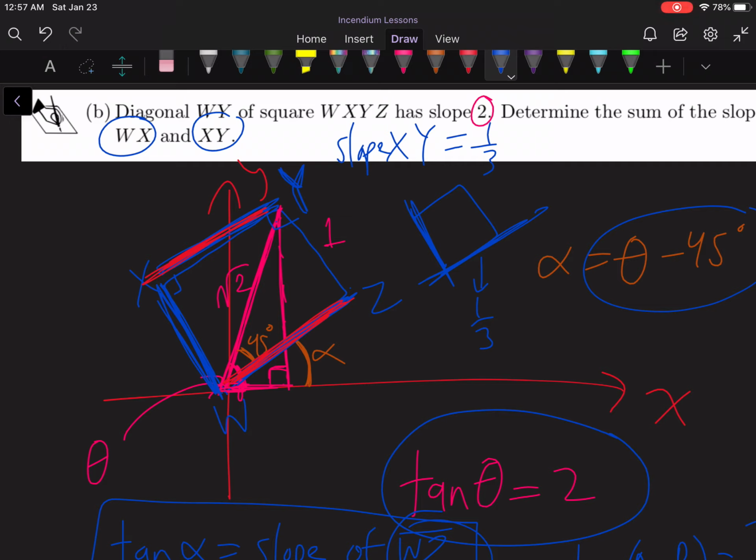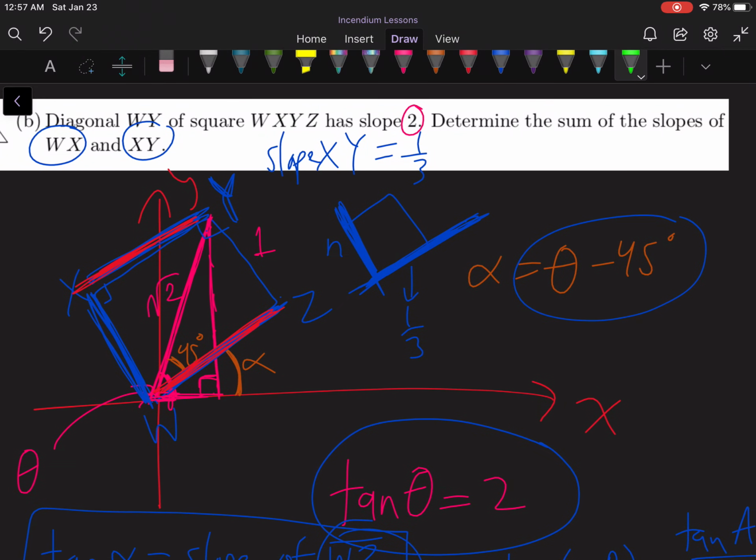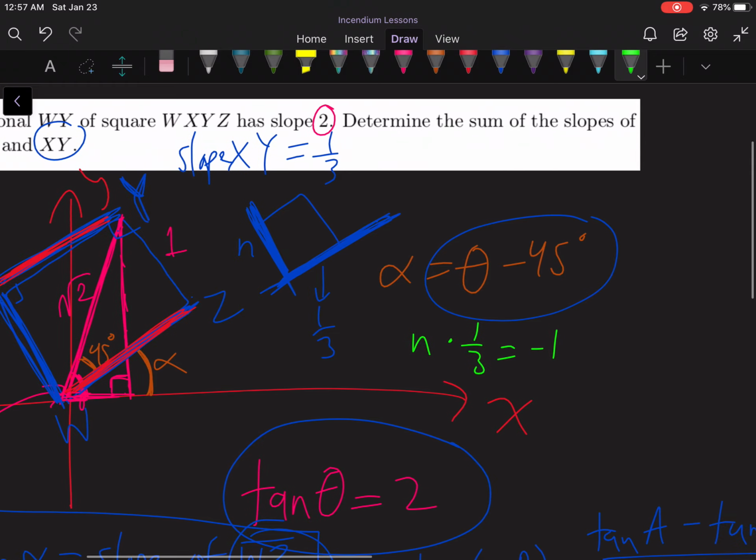Whatever the slope of this guy is, let's just call it n for now. This has to be a negative reciprocal of the slope of the other side that I've highlighted in blue. So let's just use that definition to find that other slope. N times 1 over 3 has to equal -1, right? That's the definition of negative reciprocals. And from there, you get n equals -3.